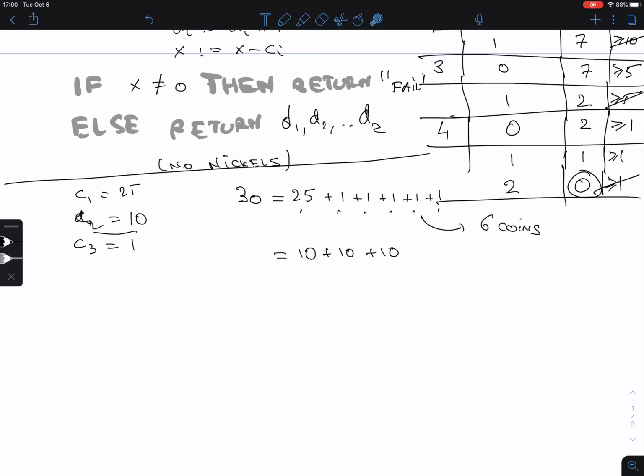I've paid that, and now I have 5 things left. The biggest coin I can use at this moment is only the penny, and I have to use it 5 times. At this point, I have no choice anymore. So you chose at every single step the best solution, yet it is globally not the best solution.